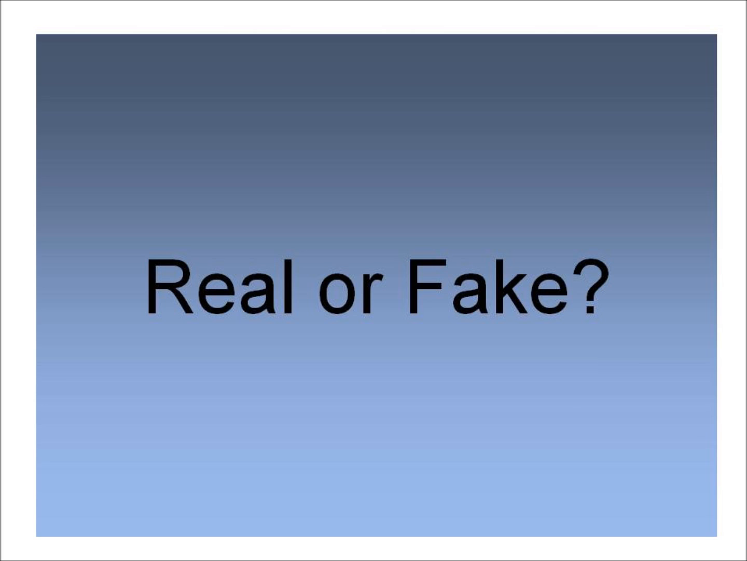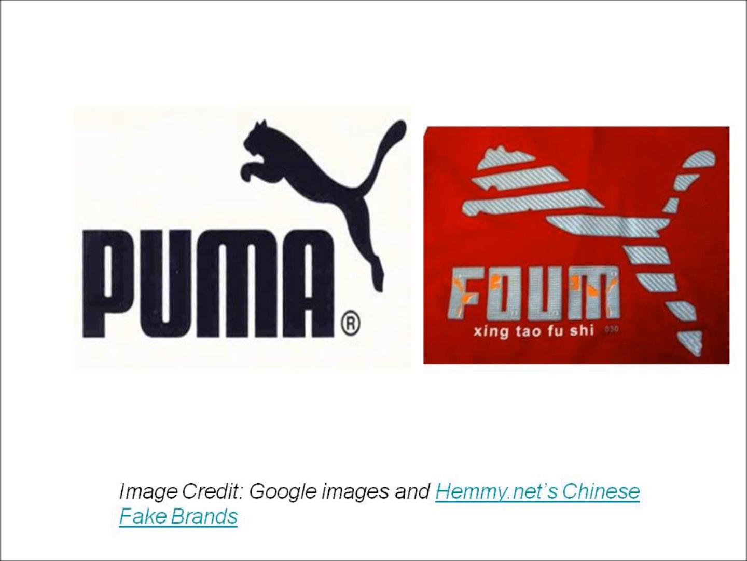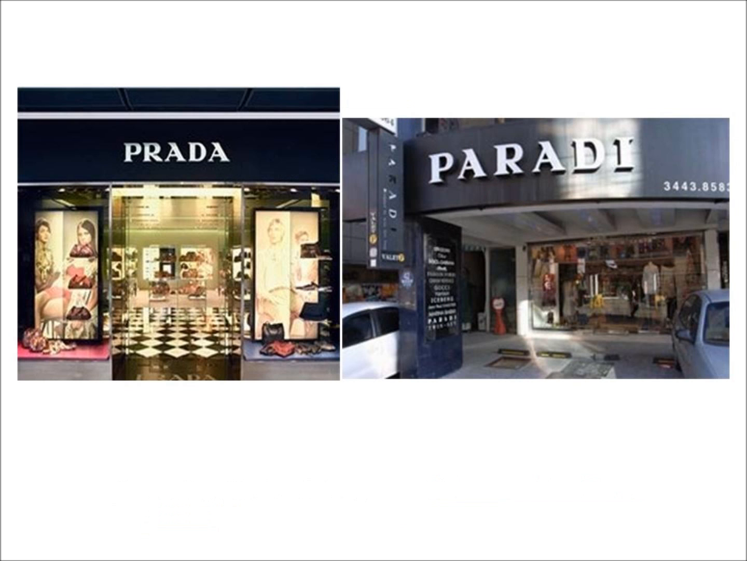Counterfeiters want the difference between their counterfeit products and the real products to be below JND. Some fakes are different enough from the real product that it is above JND, like this Ball Star knockoff. In this example, the difference between the real and the fake is above the difference threshold. This is a purposeful misspelling.